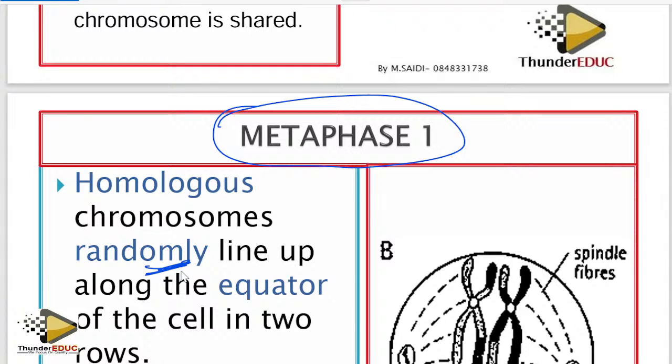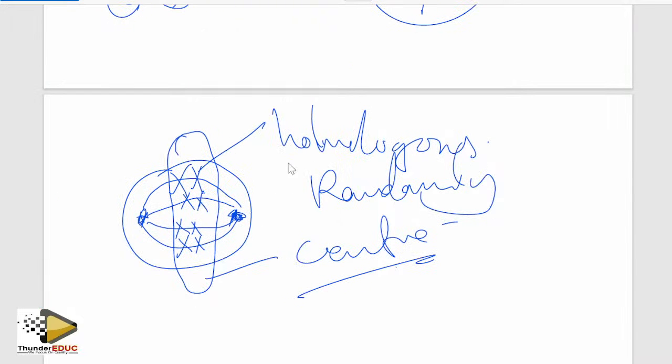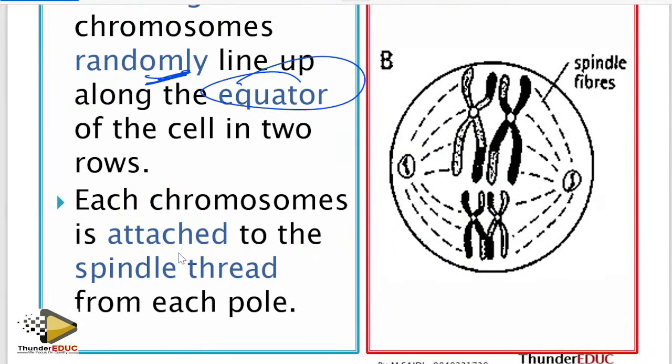This word is a key point. If you don't mention it, you get it wrong. You lose a mark. They randomly line up. They randomly line up where exactly? At the equator of the cell in two rows, meaning that if you look here, you see this is the first row, this is the second row. Yes. So how do they align themselves there? They are being attached by the spindle fibers, or sometimes we call it spindle threads.